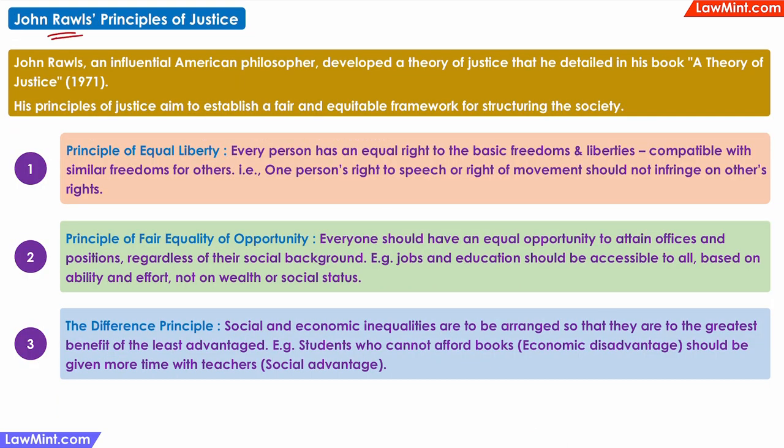John Rawls was an American philosopher. He proposed a theory of justice in his 1971 book. The theory of justice that he proposed is based on three underlying principles. The first one is the principle of equal liberty, which says that every person has an equal right to the basic freedoms and liberties, such as freedom of speech, freedom of movement, freedom of religion, etc.